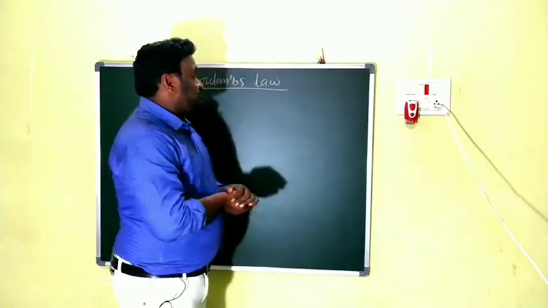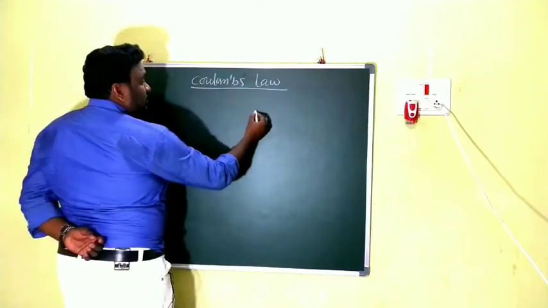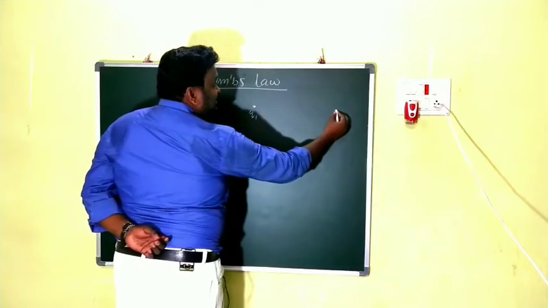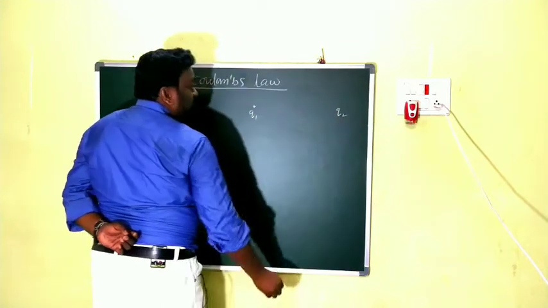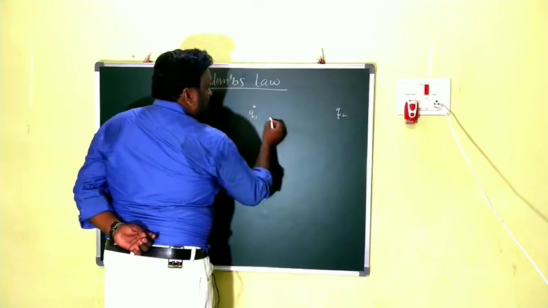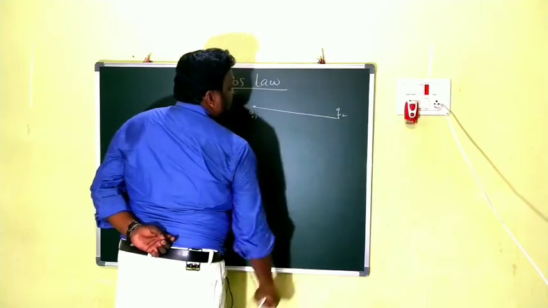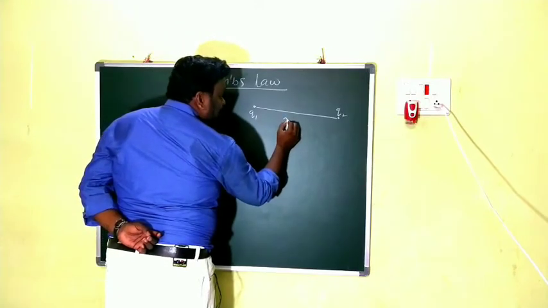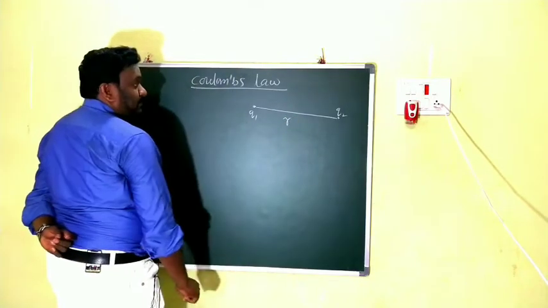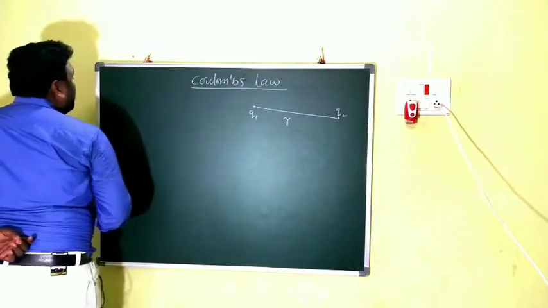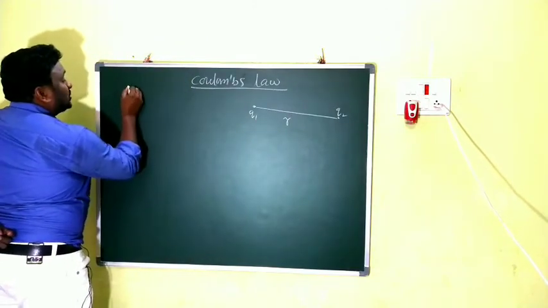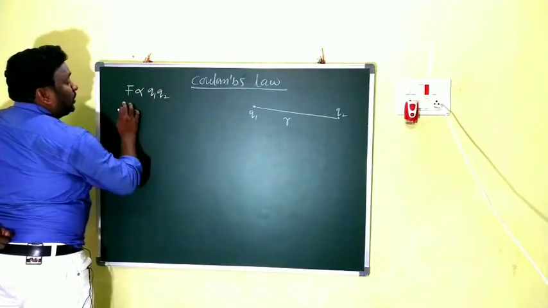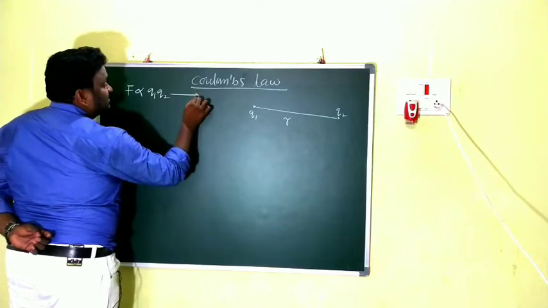Let us see here. This is the first point charge Q1, and this is the other point charge Q2. Both are taken as point charges, and the distance of separation is R. Clear? Then according to Coulomb's inverse square law, the force of attraction or repulsion is directly proportional to the product of their charges.